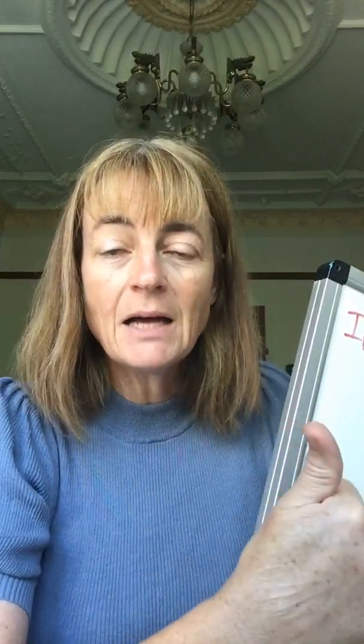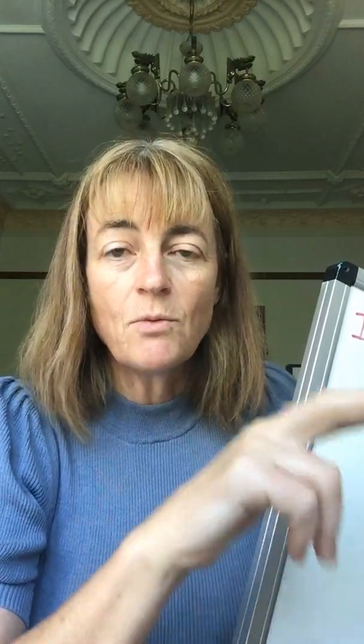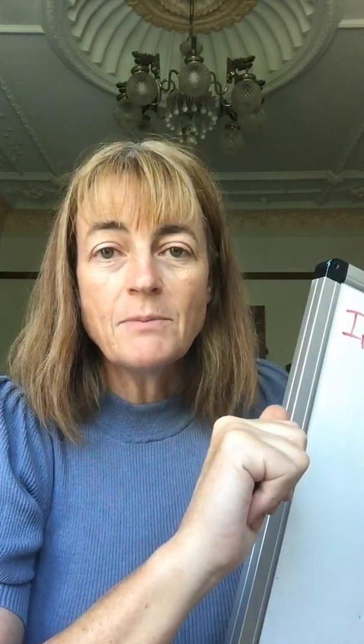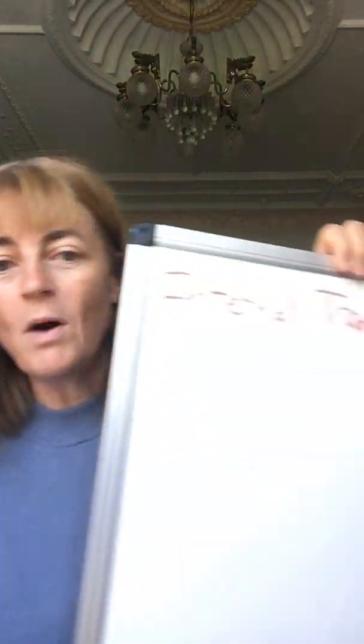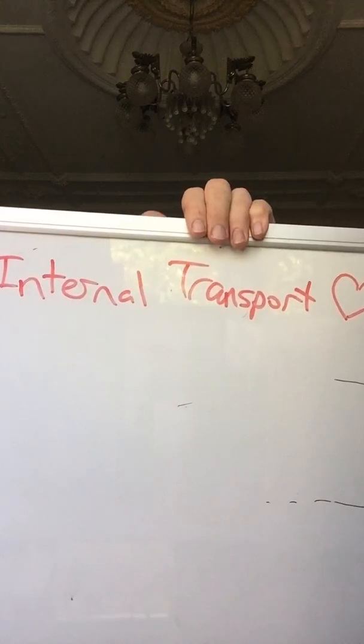There's the pump, the heart, there's some tubes or pipes which are the blood vessels, and then there's the stuff that moves around in those pipes, which is the blood. So I'll go through those one by one. I have my whiteboard to show you some things.